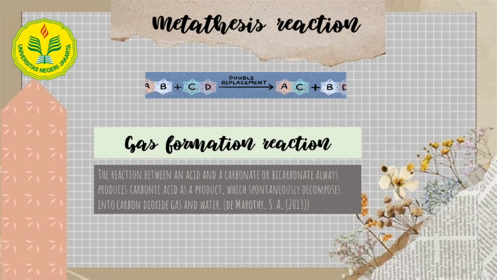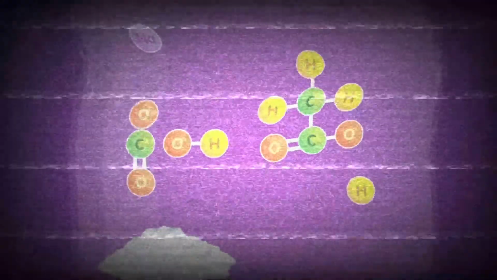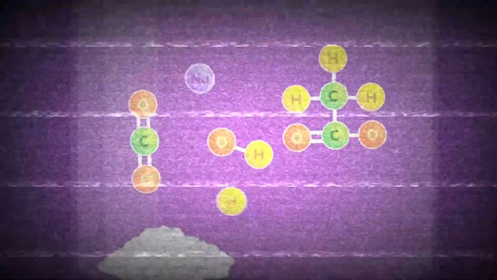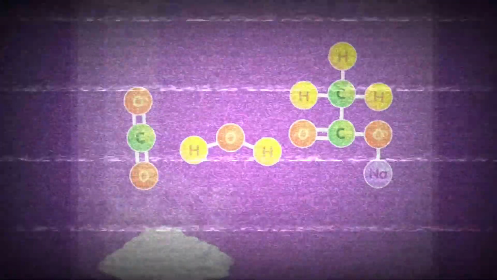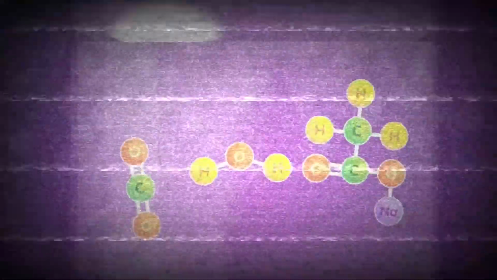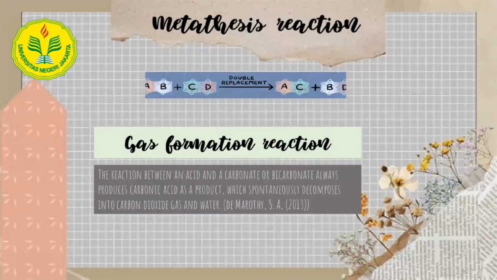Metathesis reaction is divided into several reactions. One of them is the gas formation reaction. Reaction between an acid and a carbonate or bicarbonate always yields carbonic acid as a product, which spontaneously decomposes into carbon dioxide and water. The release of carbon dioxide gas from the reaction mixture drives the reaction to completion.